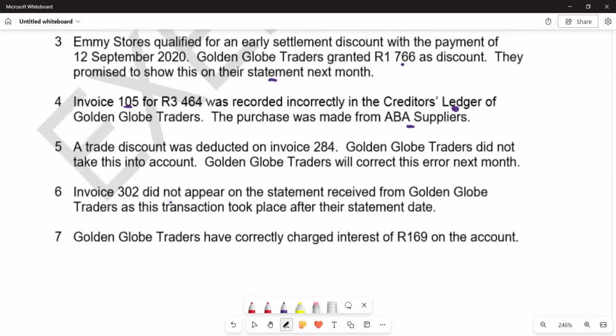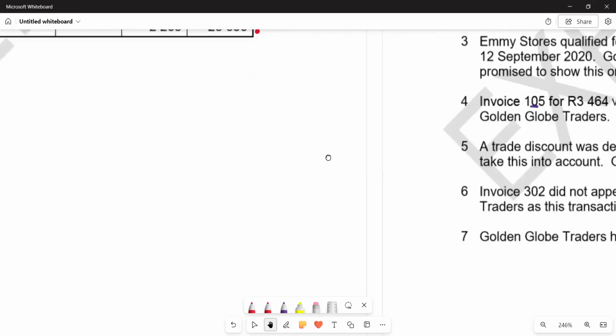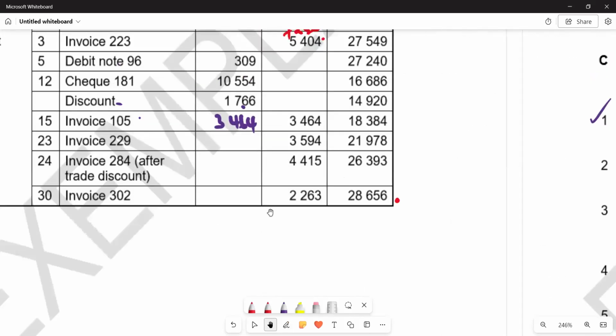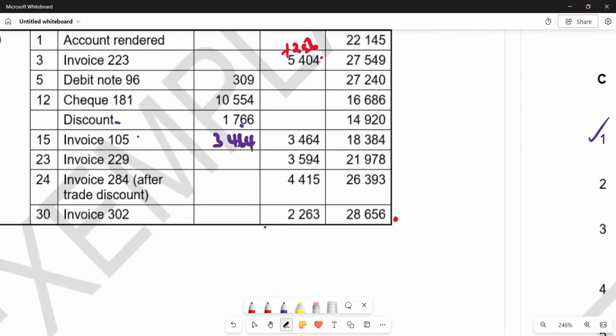Error number 5 reads: a trade discount was deducted on invoice 284. Golden Globe Traders did not take this into account. Golden Globe Traders will correct this error next month. So there's a trade discount which needs to be deducted on invoice 284. So we go there and try to see that trade discount on invoice 284. We go to the ledger where it's correct, and we see invoice 284 after discount. So the figure after discount is 4,415. And then we go and check on the statement.